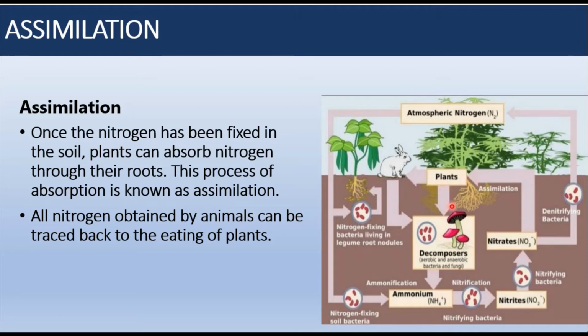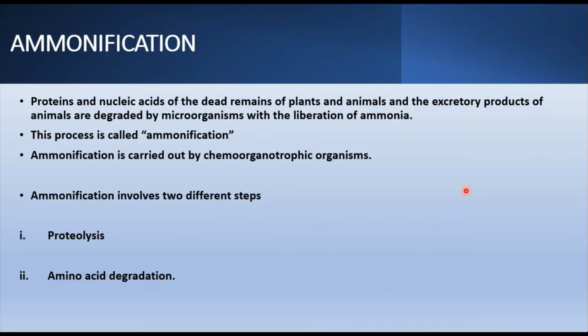So whatever nitrogen the plants obtain, the animals obtain either directly from the plants or from plant products. That is how the nitrogen obtained by animals can be traced back to the eating of plants. Okay, then moving to the third step, that is ammonification.